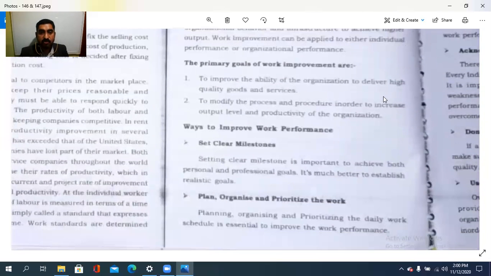Then, what are the ways to improve the work performance? How is this to be done? In what ways is performance to be improved? One is setting clear milestones. Set the clear milestones, the aim. If we work in this manner, we will get a good product, and thereby we can improve the work performance. We need to set that. That is the first thing.